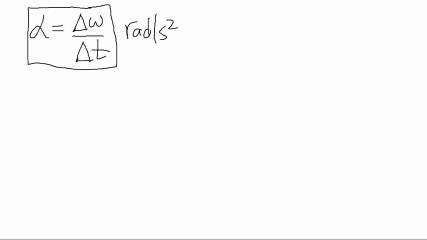So suppose that somebody walks up to a merry-go-round that's not moving and starts spinning it and gets it up so that it's spinning at 5 revolutions per minute, and let's say it took the person 30 seconds to get it up to 5 revolutions per minute. Can we calculate the corresponding angular acceleration?